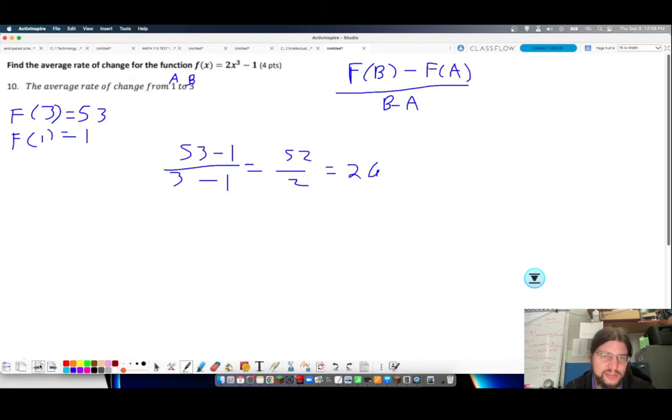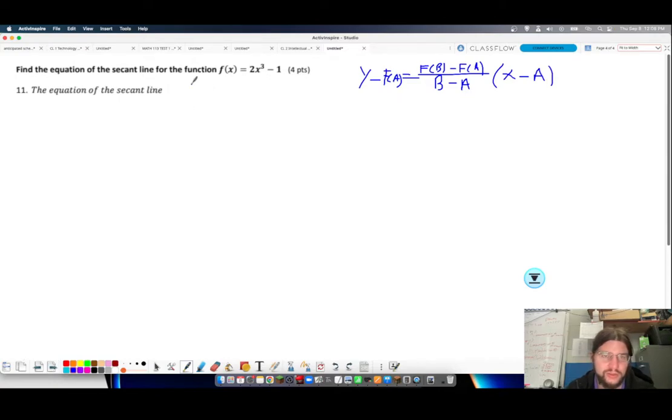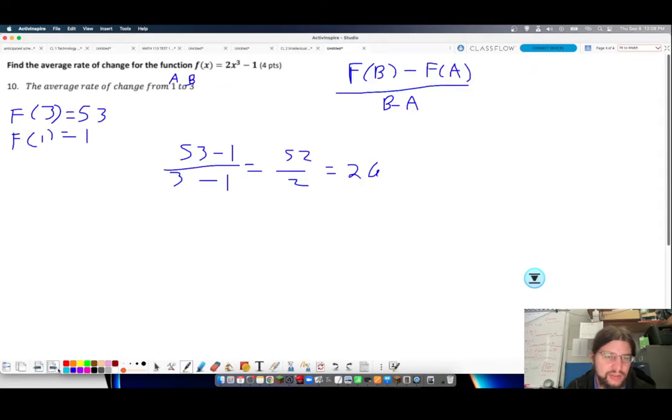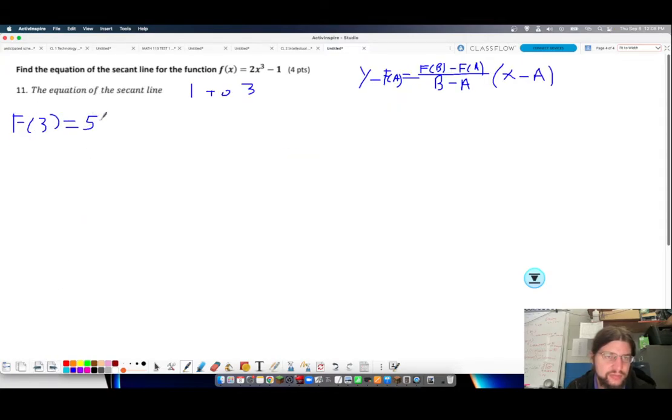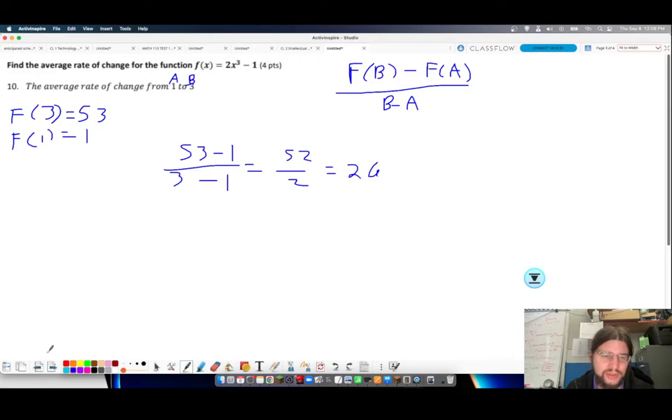While we're waiting on her to see if she can find something, we're going to go from 1 to 3. So I'm going to go ahead and get f of 3. It's the same function, so that's 53. f of 1 is 1. So we literally use this slope right here. Our slope is 26. We already did that.